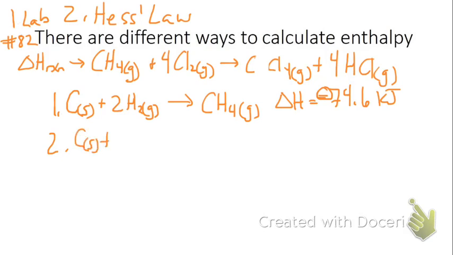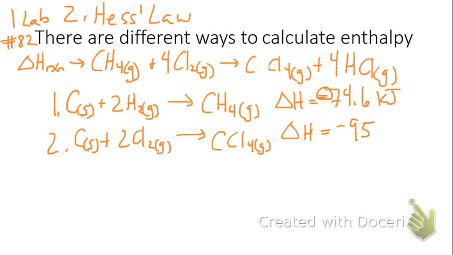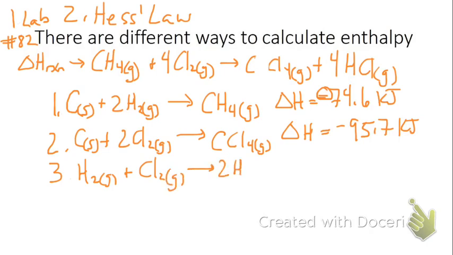Here's another one. Carbon plus chlorine gas makes carbon tetrachloride. The delta H of this reaction is negative 95.7 kilojoules. And then I'm going to give you one more. H2 gas plus Cl2 gas goes to 2 HCl gas. We know the delta H of this reaction is equal to negative 92.3 kilojoules.